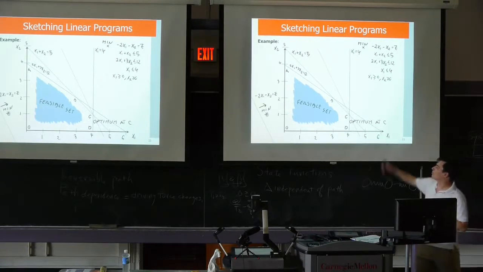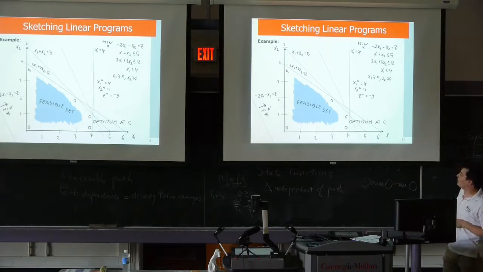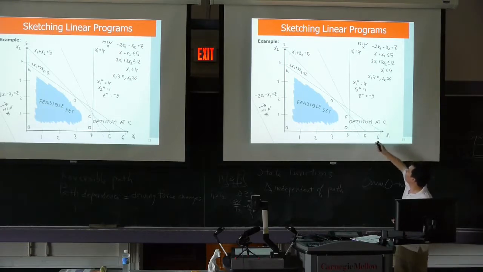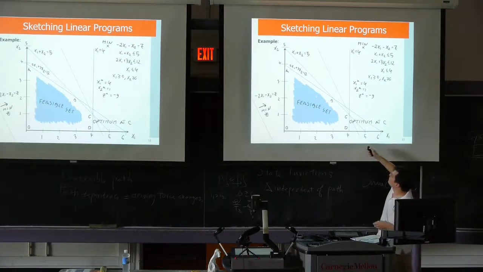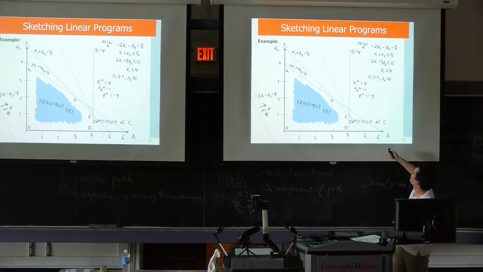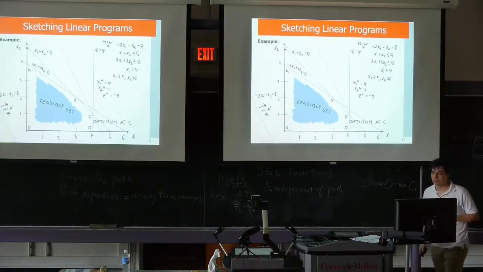Okay, so this is the optimum. The optimum is at C. You can just read off the optimal solution: x1 star is 4, x2 star is 1, and you can calculate the z value at C using this equation, and that will be minus 9.